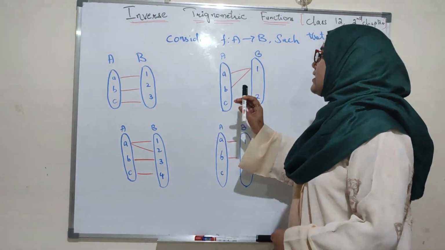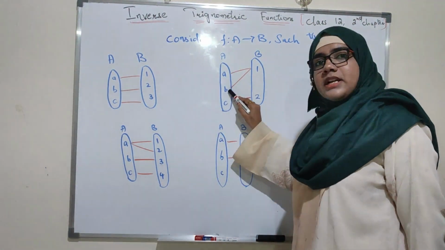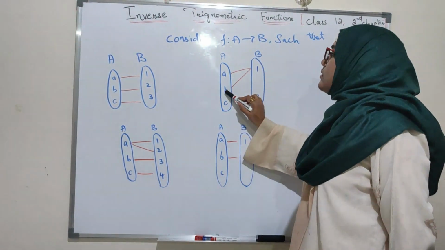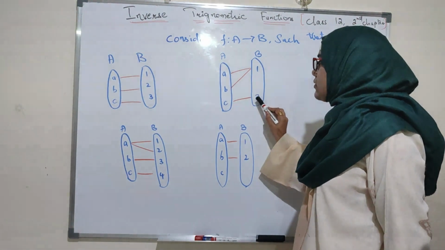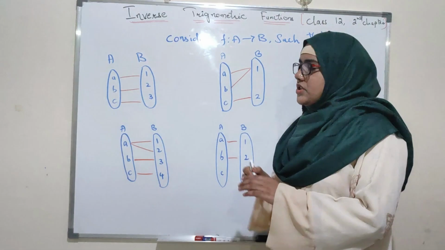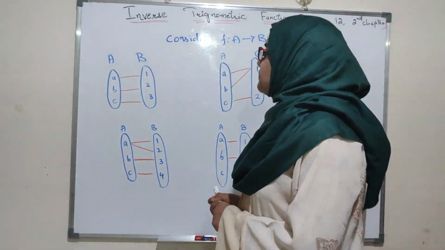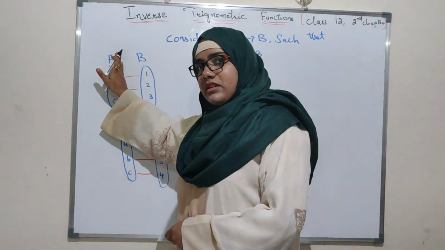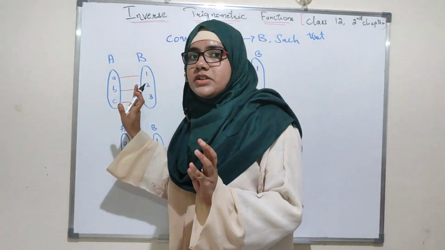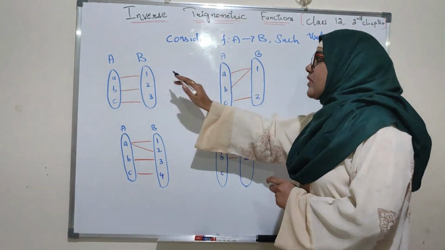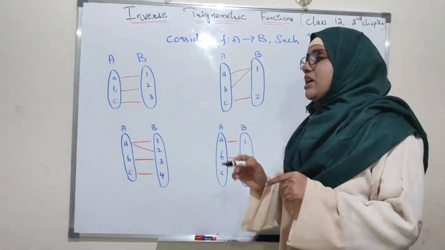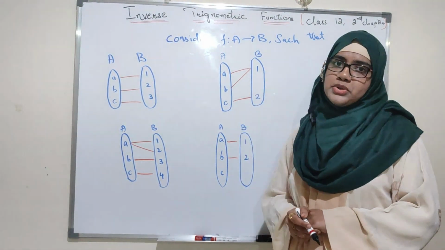In another case, the two elements from set A connect to the same element from set B, and C connects to 2. In this case also, we can say it will form a function. That means if every element of set A has an image in set B, then it will form a function. If some elements have the same image in set B, then also it will form a function.